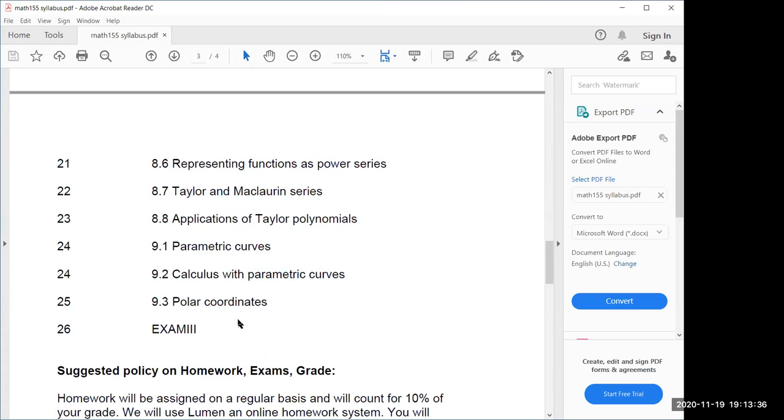A little more information about the final is that what I'm planning to do is take questions from the 3 exams and put them on the final. That's what I plan to do. So there's not going to be a review sheet for the final because your 3 exams will be a review sheet. I'm going to pick various questions from the 3 exams that I've given and put them on the final. So that's what I plan to do.